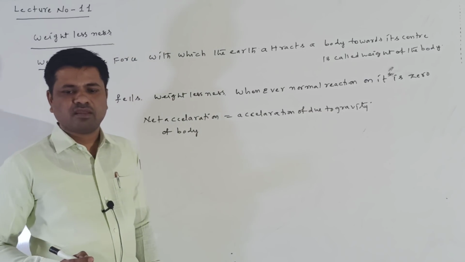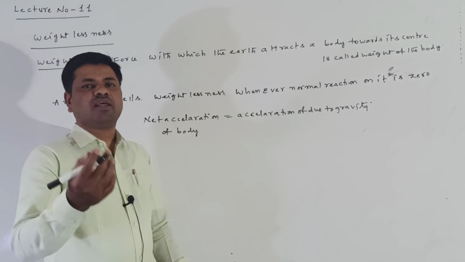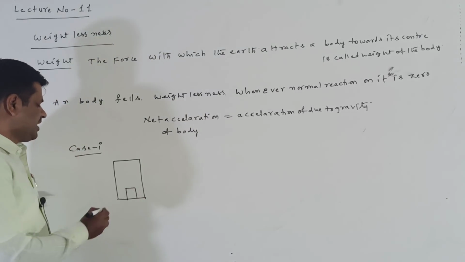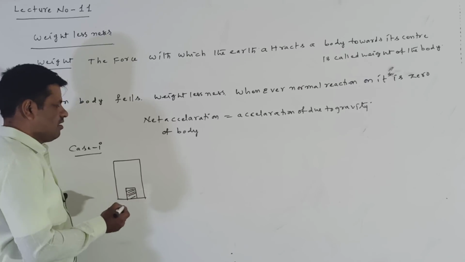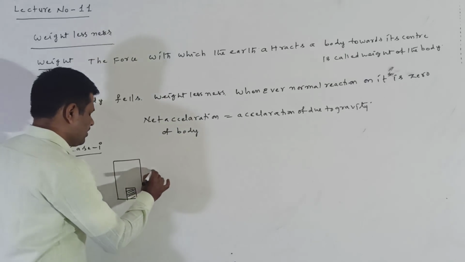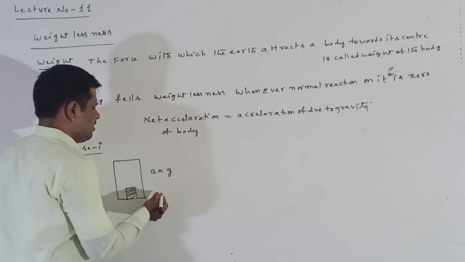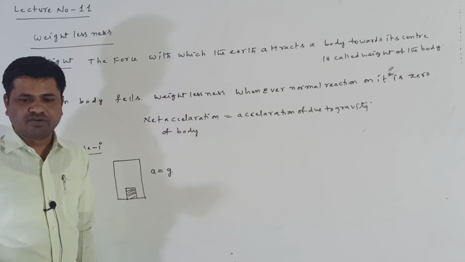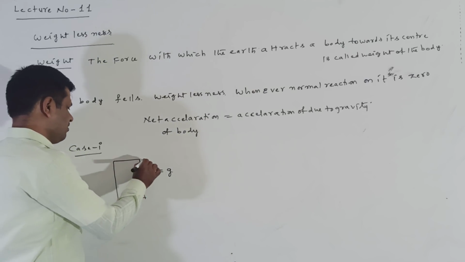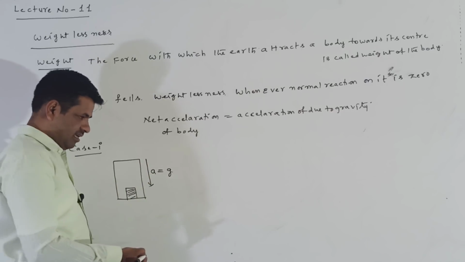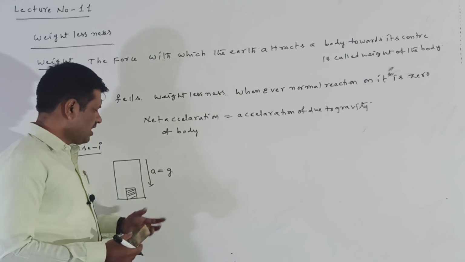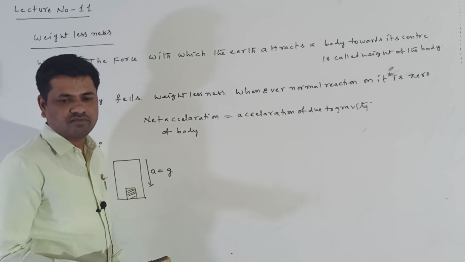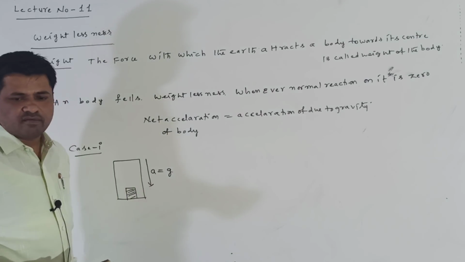Suppose one person or one object is placed in a freely falling lift. Freely falling lift means the net acceleration a is equal to the acceleration due to gravity g. That is the condition for free fall. The acceleration acts in the downward direction, towards the center of the earth. Right, a equal to g here.